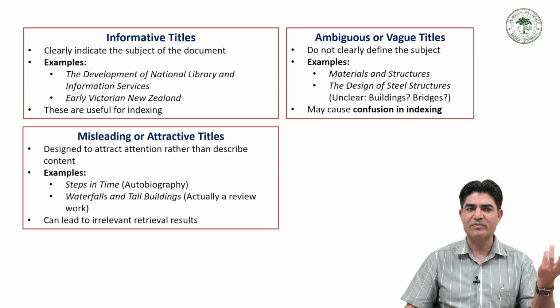There is another category of titles which come under the purview of misleading or attractive titles. So, for example, Strips in Time. This is an autobiography, but the title Strips in Time is not clear, not indicating whether this is an autobiography. Similarly, Waterfalls and Tall Buildings is actually a review work, but we are not able to examine the subject by using the words which are used in this title. So these kinds of titles can lead to irrelevant retrieval results.